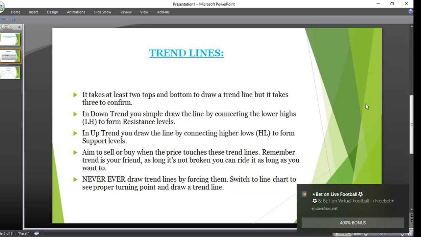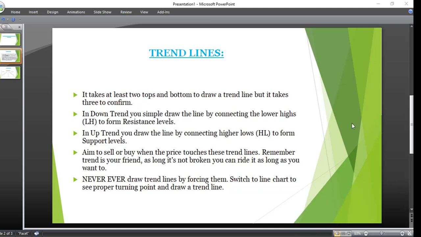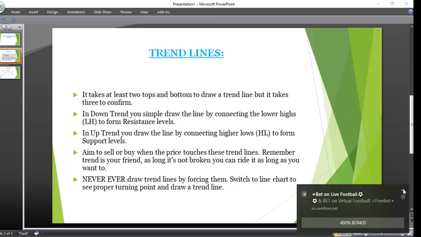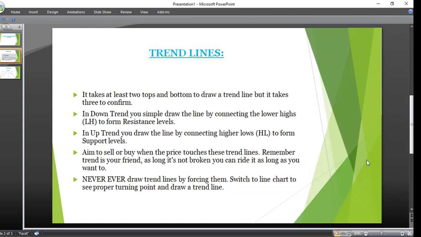If you look at our step number two, we are talking about a downtrend: you simply draw the line by connecting the lower highs to form a resistance level. What do I mean here? If you are drawing trend lines in a downtrend, we connect the recent lower highs to form a resistance level, which means if you are focusing on a downtrend where the market is making lower highs and lower lows, you must be focusing on drawing on the lower highs, whereby you're going to be forming a resistance level. Now, whenever the price reaches those lower highs, you must be getting some confirmations to sell.